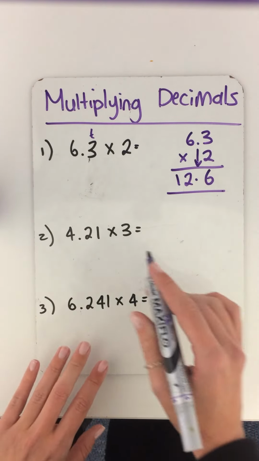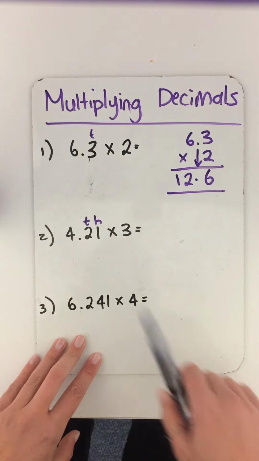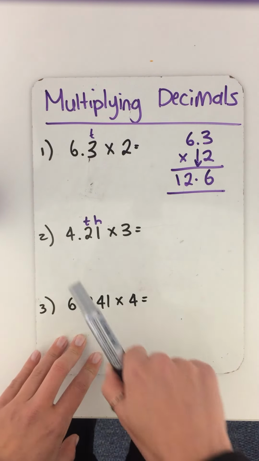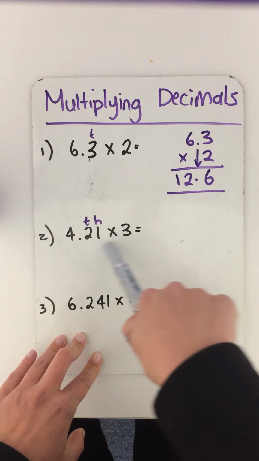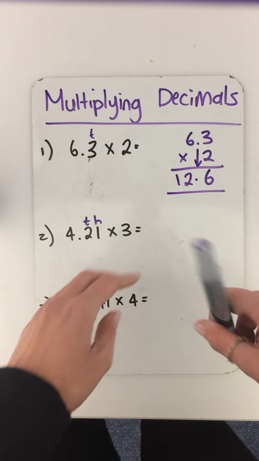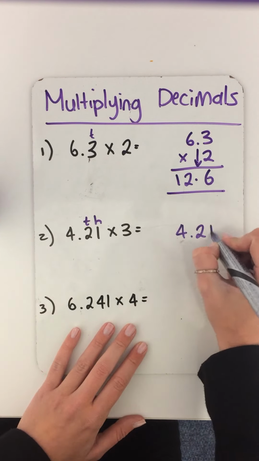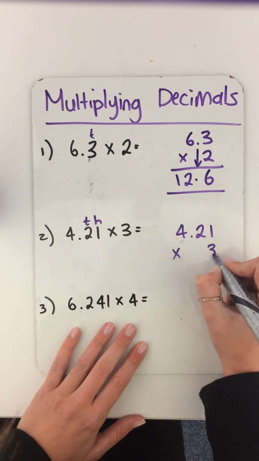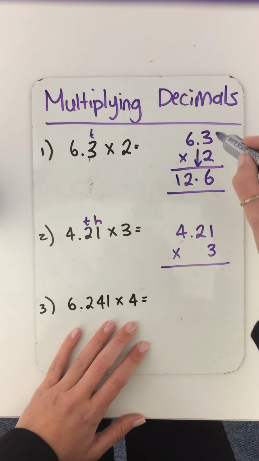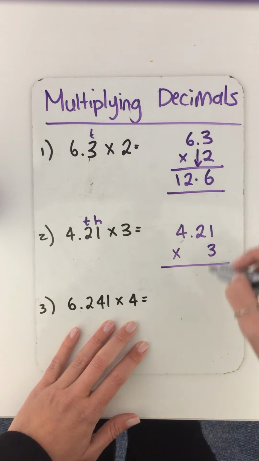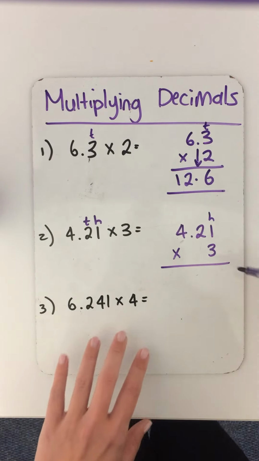Let's now look at an example where we have a decimal in the tenths and the hundredths place, like 4.21. I have 4.21 multiplied by 3. Whenever it's written like this, I know to do it correctly, I need to write them on top of each other. So I'm going to say 4.21 multiplied by 3. The whole number is always as far right as it can be. It's always under the last decimal place. Here it was the tenths, but in this example it's under the hundredths.